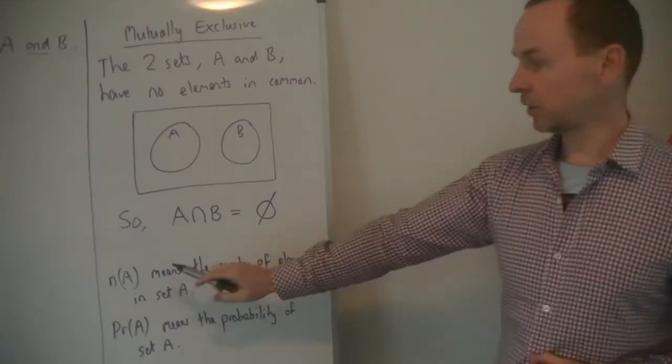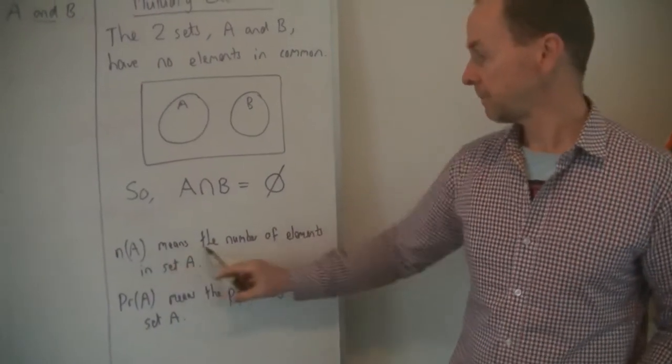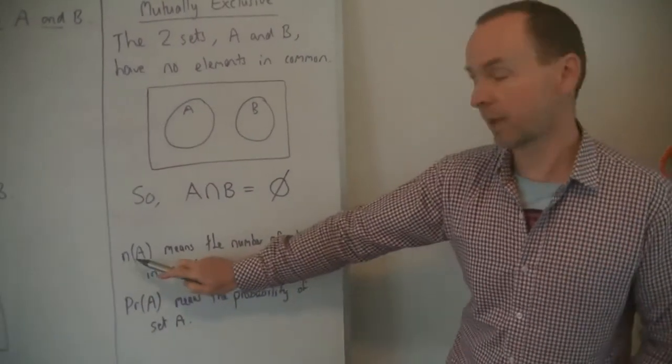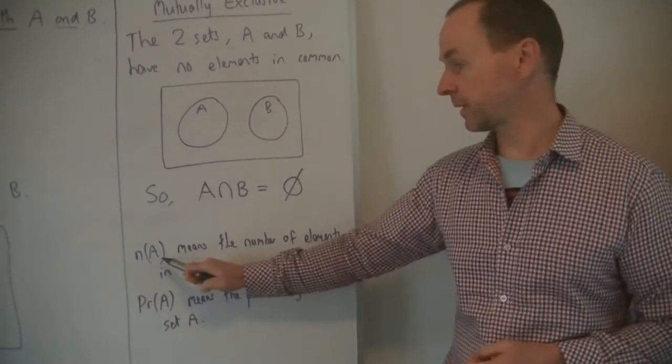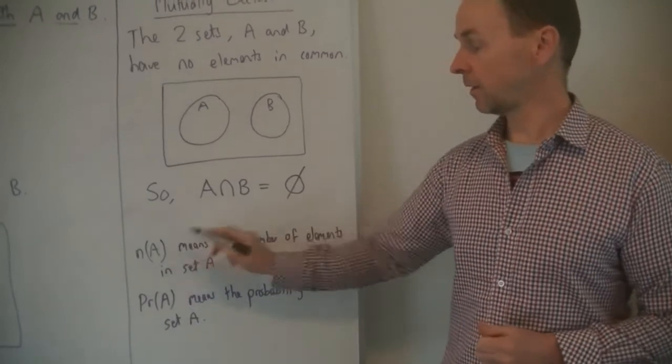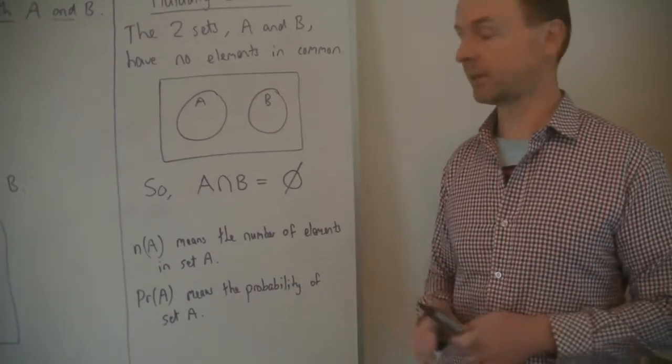And a couple more definitions. N of A means the number of elements in set A. So if A represented the months of the year, N of A would be 12, because there's 12 months of the year.